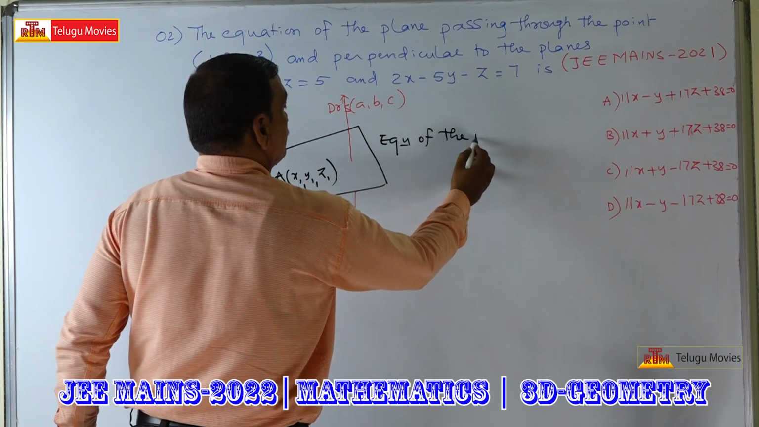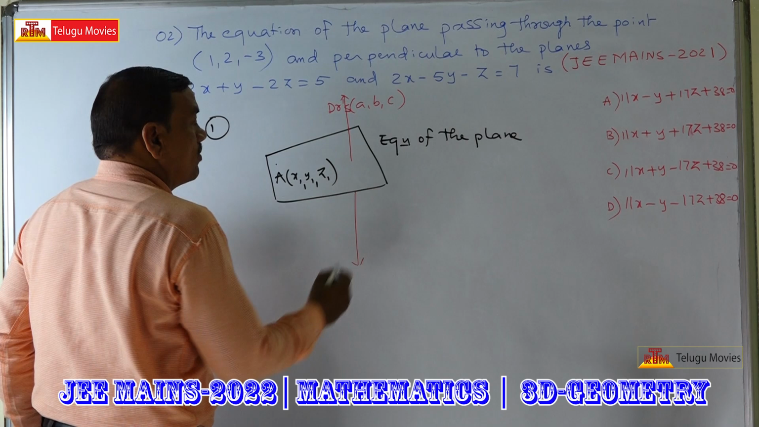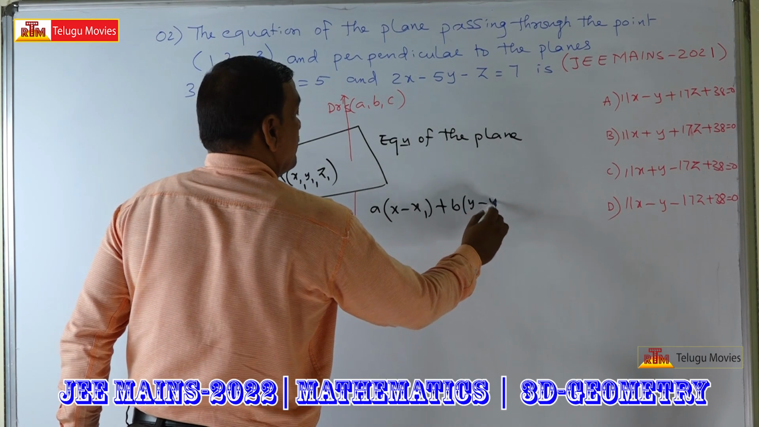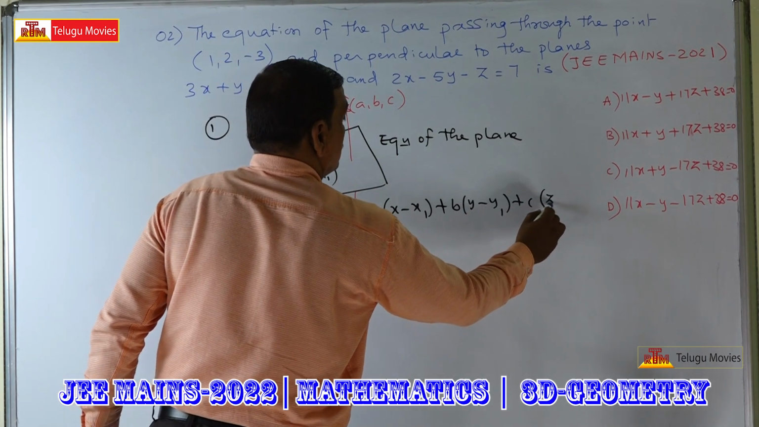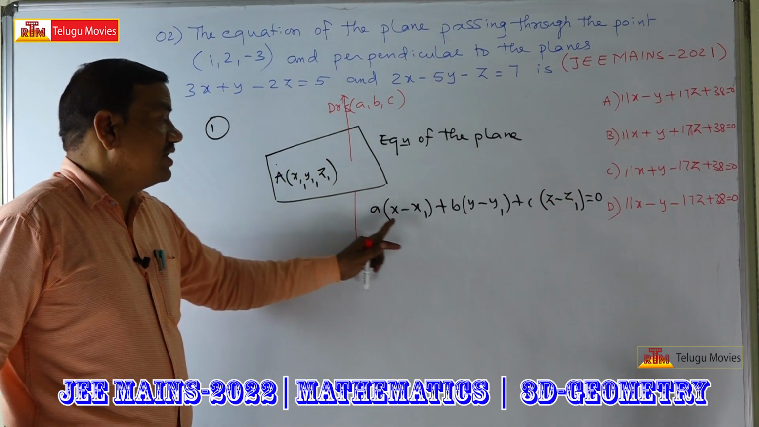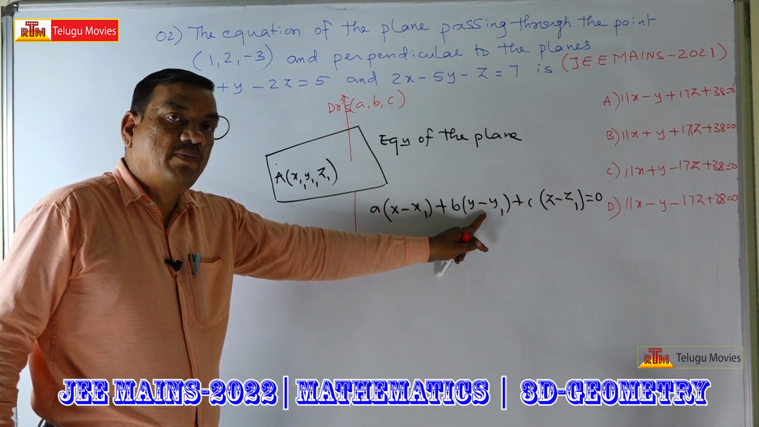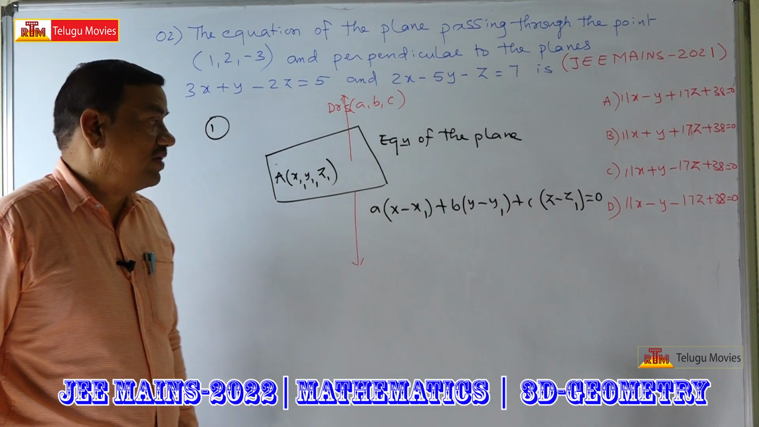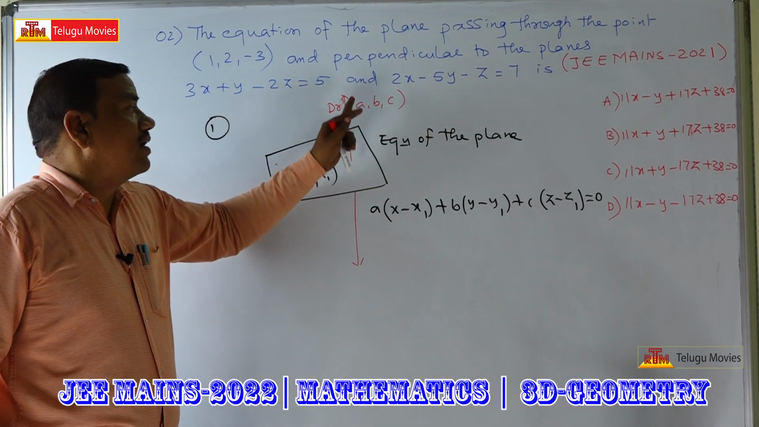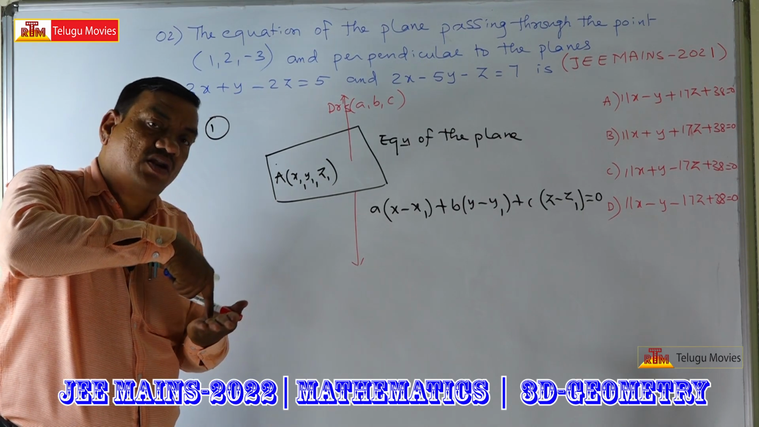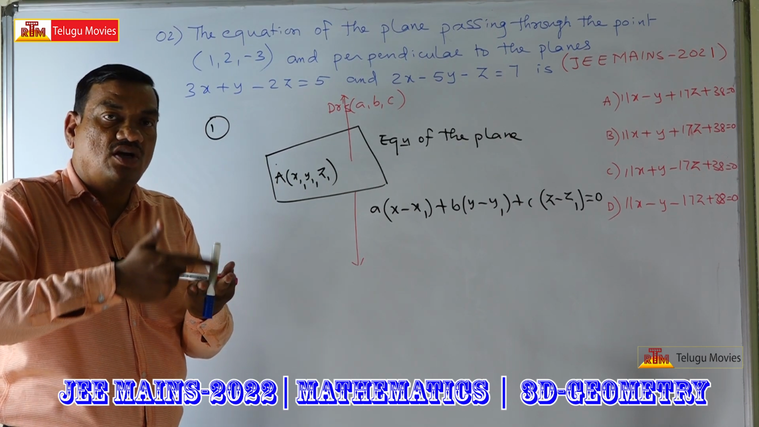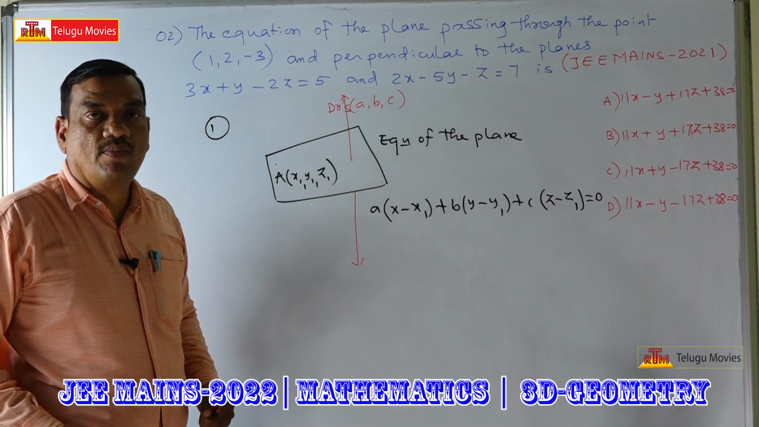Equation of the plane. It is given by the formula a times (x minus x1) plus b times (y minus y1) plus c times (z minus z1) is equal to 0, where (x1, y1, z1) is a point on the plane, and a, b, c are the DRs of the normal. Normal means, for example, if this is a plane, this is the normal. Its DRs are given by a, b, c.